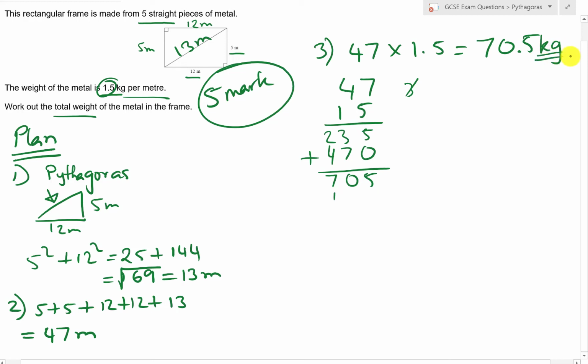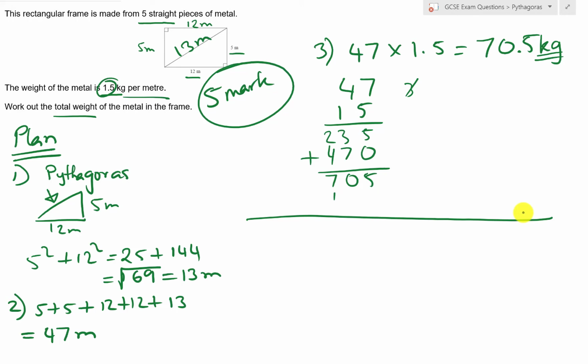Okay, and that's the answer for this. Let's quickly recap. How did we actually know that we need to use Pythagoras' formula in this question?